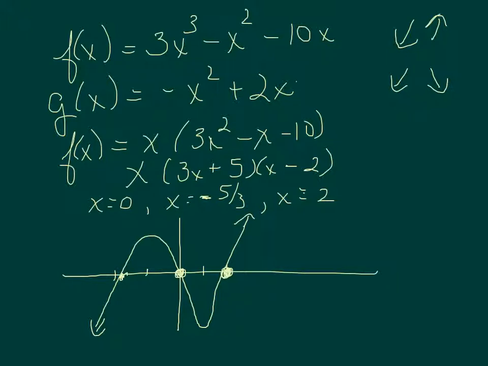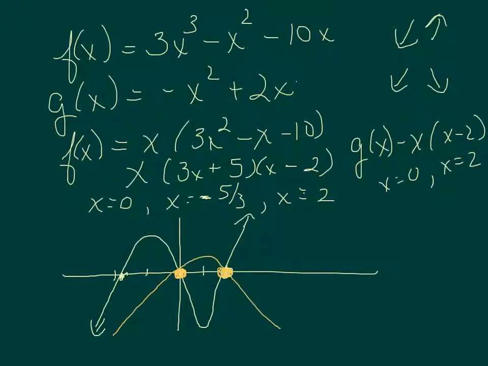For g of x, I'm going to factor out a negative x, and we will have x minus 2. So x is 0, and x is 2. So those are the zeros for g of x. And g of x is going to look something like this. And down here somewhere, they're going to intersect again. So we've got to figure out where they intersect. We've already found 2 intersection points because they have the same zeros.